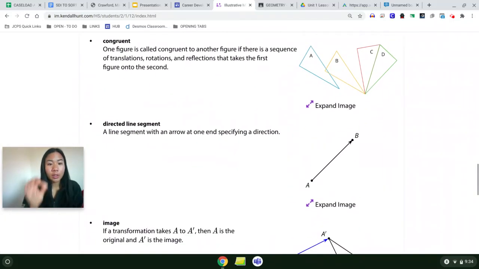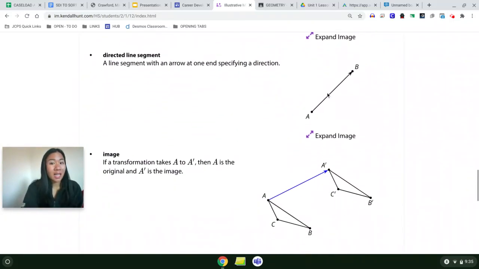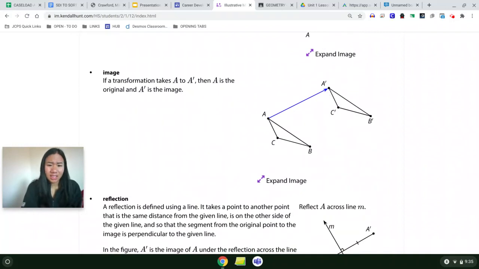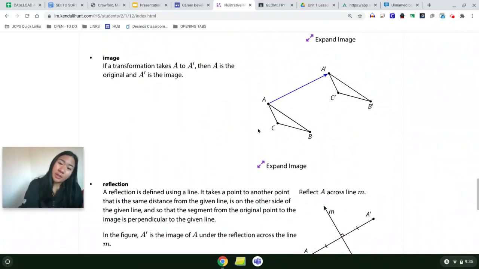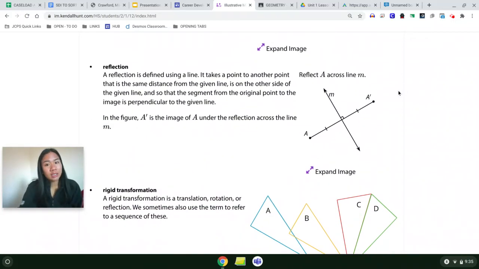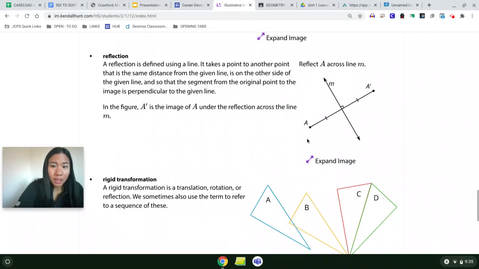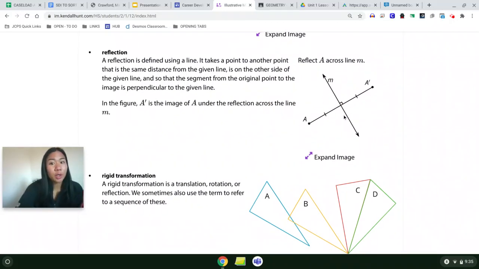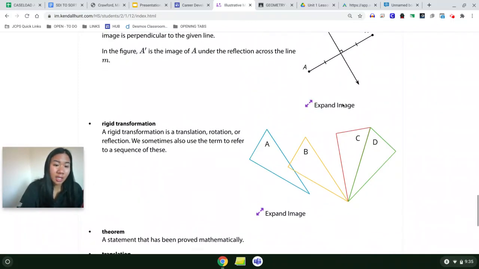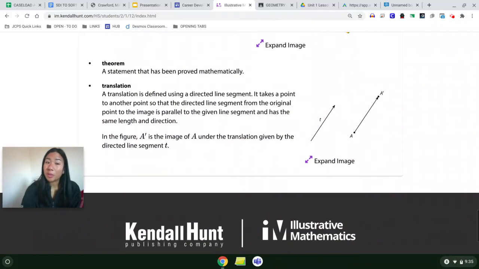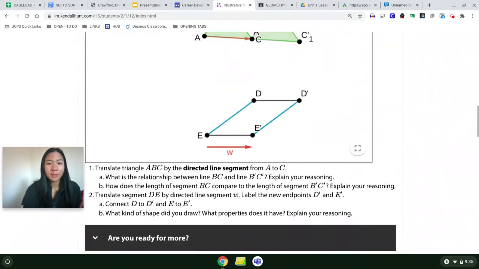So congruent, we already know. Directed line segment, that is a vector. An image is an image. Remember that the original is the original and the prime is the copy. And the reflection is simply when you can create, right here, what you can see. Oh, no, that's a reflection. So reflection is when you create perpendicular lines because it's the same distance from a reflected line. But what we did is a transformation where instead they're parallel, okay?